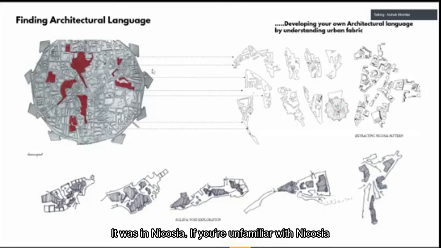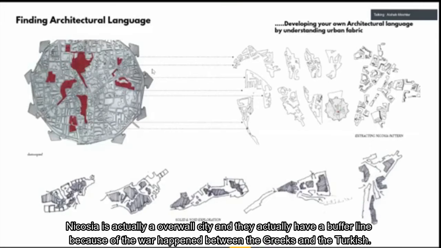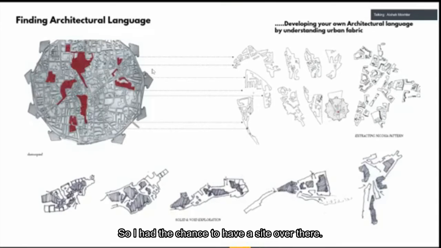If you are familiar with Nicosia, it's an old walled city, and they have a buffer line because of the war that happened, I don't remember when, between the Greek and the Turkish. They have a buffer war zone, and it's just two meters apart. It's very interesting. So I had the chance to have a site over there. That was my site for the women's piece.